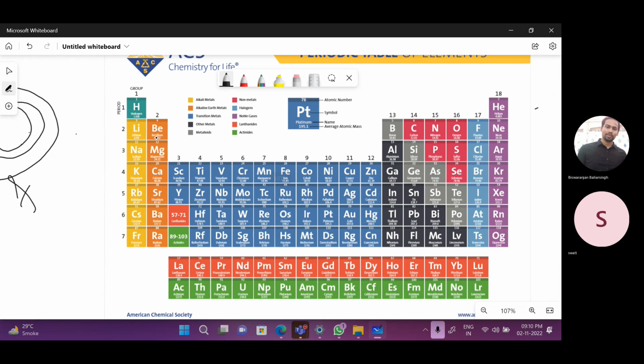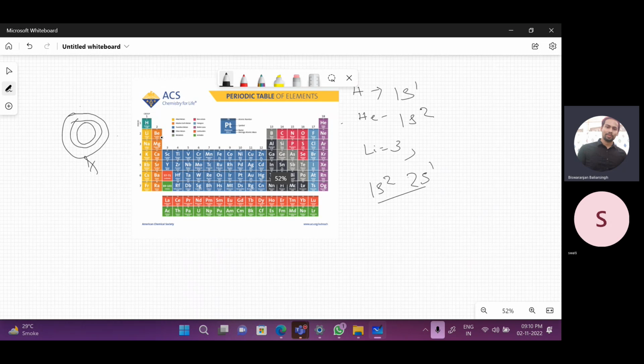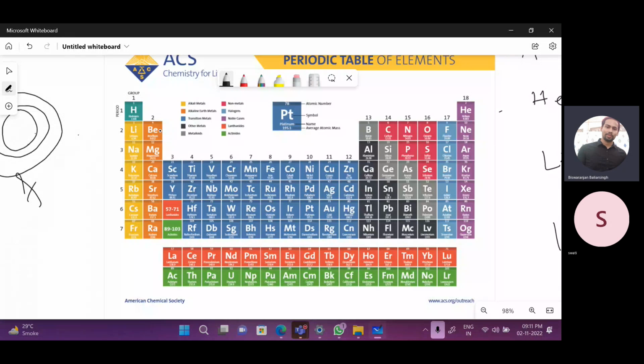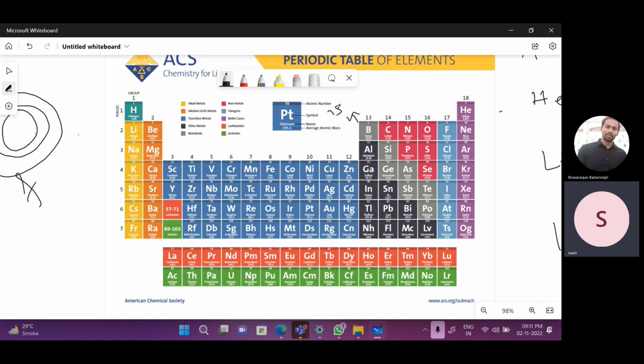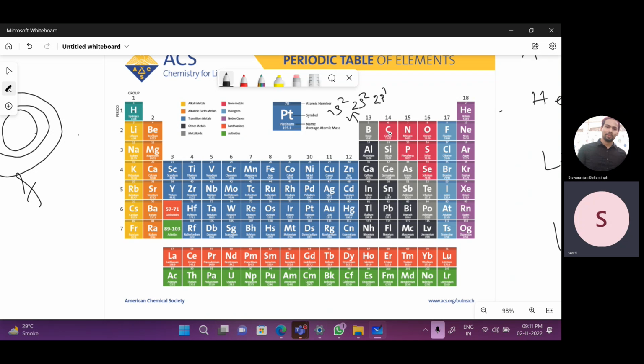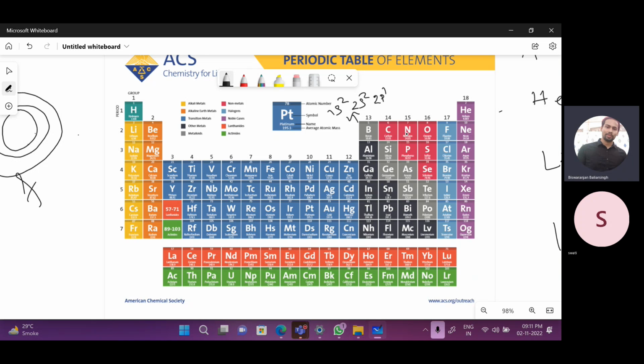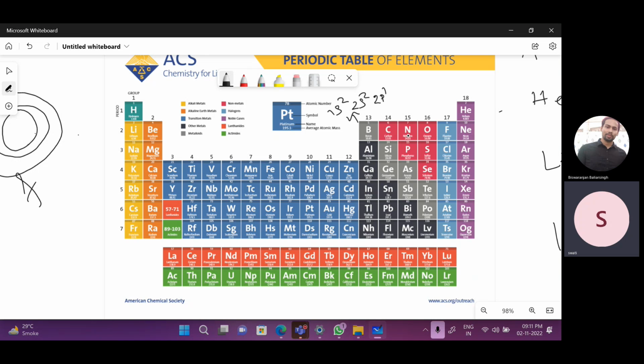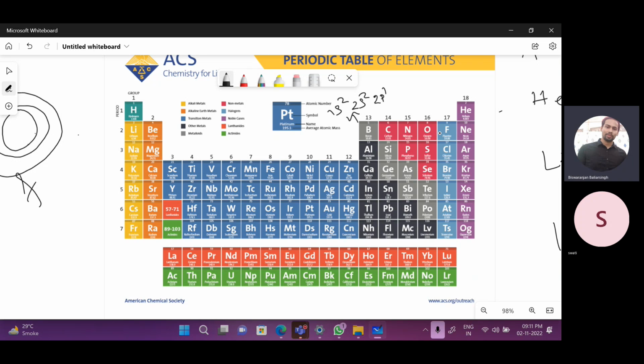1s2, 2s2. Then in this, the s orbital of the second cell is finished. Then boron, you can say: 1s2, 2s2, 2p1. Then carbon: 1s2, 2s2, 2p2. Then nitrogen: 2p3. Oxygen: 2p4. Fluorine: 2p5, then neon: 2p6.